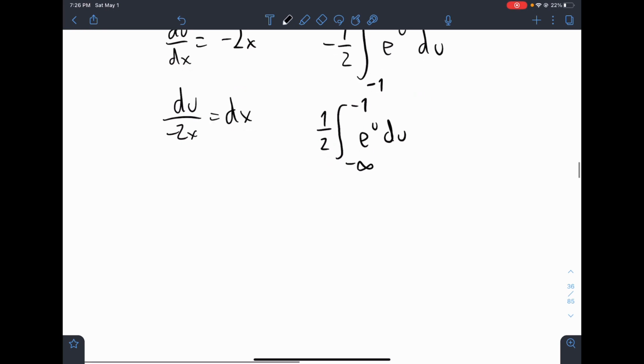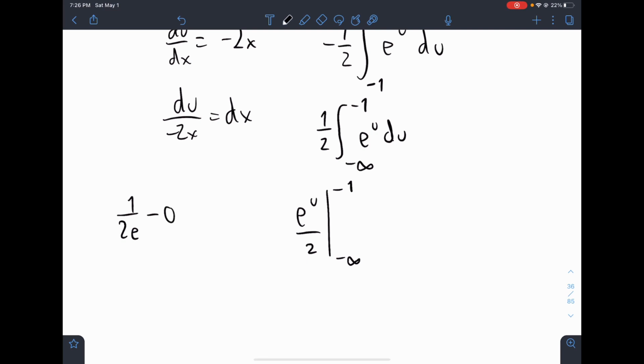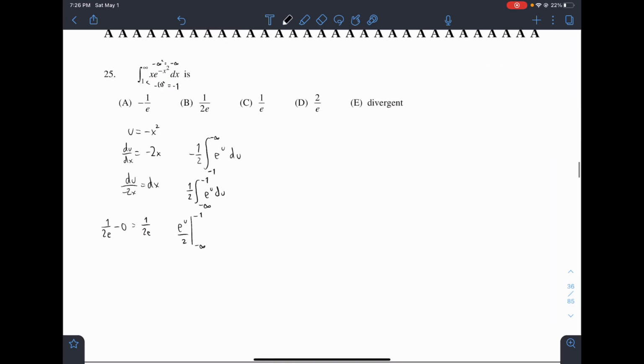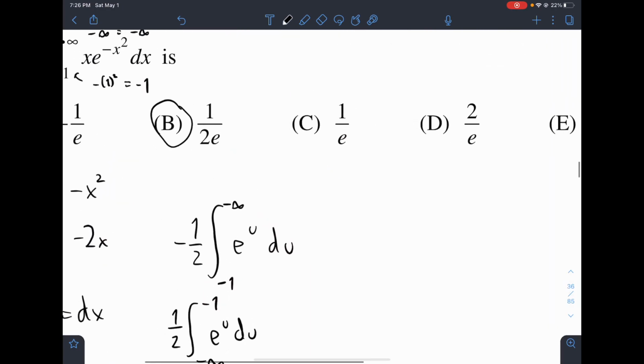So this is going to be e to the u over 2 from negative infinity to negative 1. So e to the negative 1, that's just 1 over e. So our first term is going to be 1 over 2e. And then e to the negative infinity is basically 0. So this will be minus 0. So it's just 1 over 2e, which is answer B. Awesome.